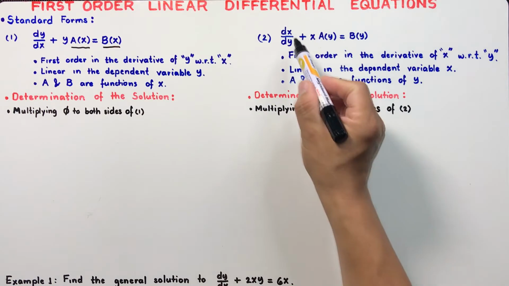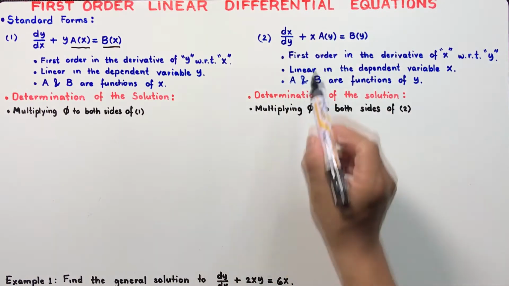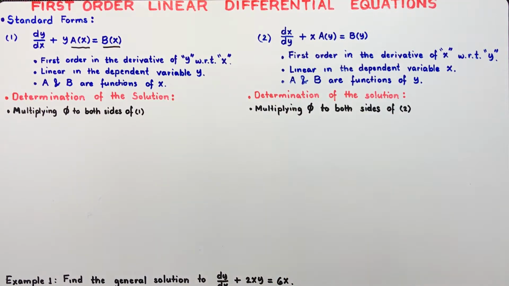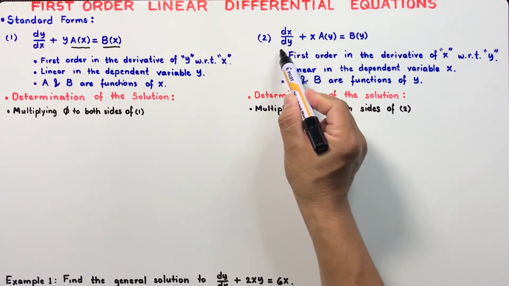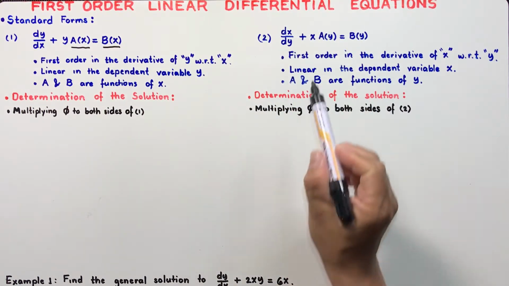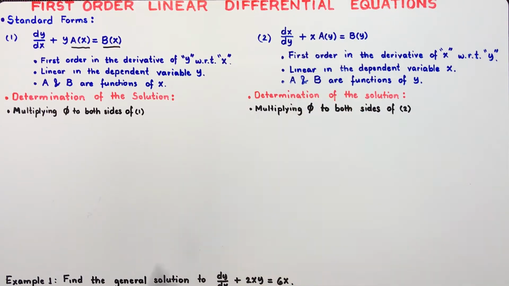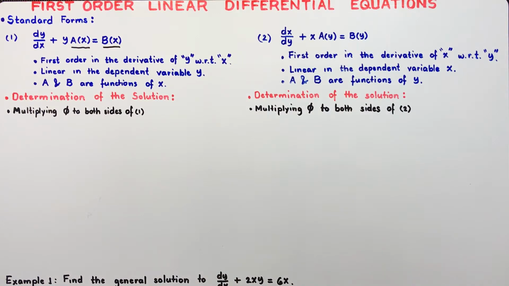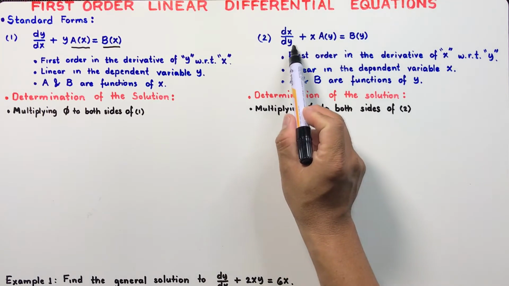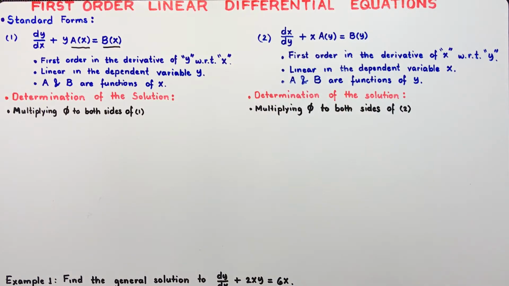And the other form is dx/dy plus x times a of y, which is equal to b of y. So this differential equation is also a first-order differential equation because this is the first derivative of x with respect to y. And this is linear in the dependent variable x here. And a and b are also functions of y. So here, our dependent variable is x, but our independent variable is y.